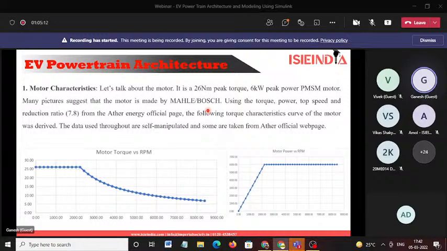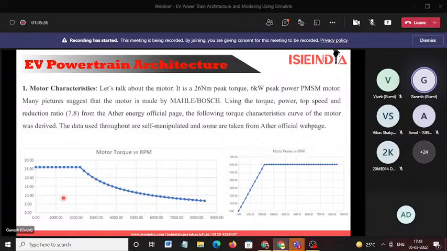It was not an in-house motor; they procured it from outside. When you are procuring from outside, you give the supplier your requirements: you want 26 Newton meter torque and 6 kilowatt peak power, and this is your efficiency curve. So this is your motor torque versus RPM and your motor power versus RPM.